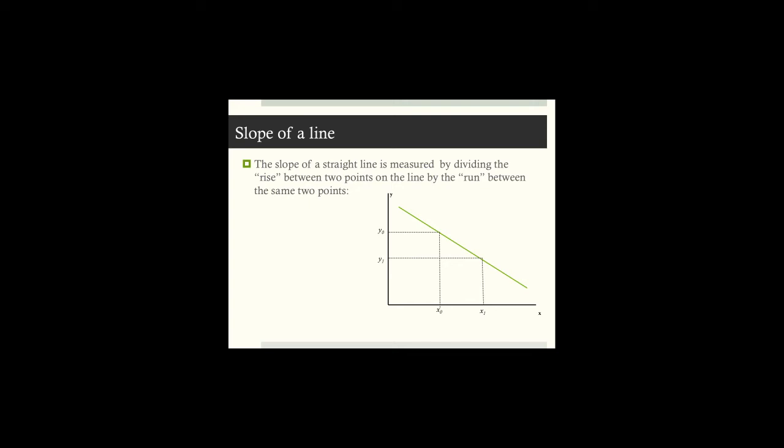The slope of a straight line is measured by dividing the rise between 2 points on the line by the run between the same 2 points. In equation form, the slope is equal to rise over run, which is the same as the change in y divided by the change in x, which in our example would be y1 minus y0 divided by x1 minus x0. In other words, the change in x is this area here, and the change in y would be this area. And the neat thing is that because the slope is constant along a straight line, we can choose any 2 points that we want.